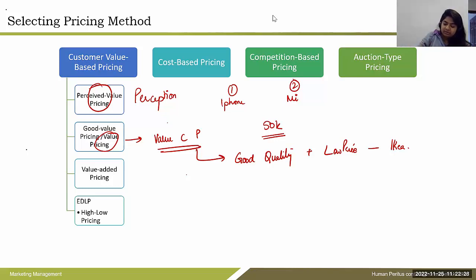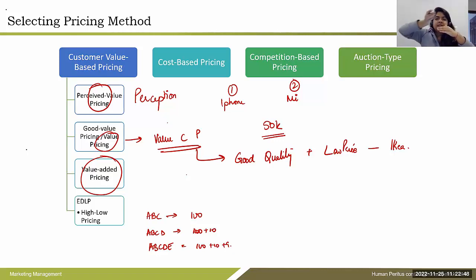Perfect. Now, very simple, value added pricing. So ABC combo is offered at 100 rupees. If you add anything else, ABCD, it will be 100 plus 10 rupees. ABCDE, 100 plus 10 plus 9. So for everything that you're adding, value is adding. Probably less also or more also. It can be 9, it can be 11 also. Value added pricing.